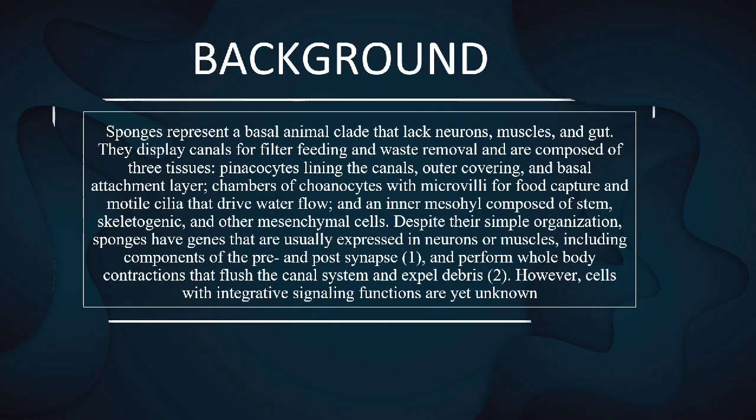The background of the study. So, sponges represent a basal animal clade that lack neurons, muscles, and gut. They display canals for filter feeding and waste removal and are composed of three tissues: pinacocytes, chambers of choanocytes, and an inner mesohyl. Sponges have the simplest of bodies, harboring a delicate system of canals through which water flows.